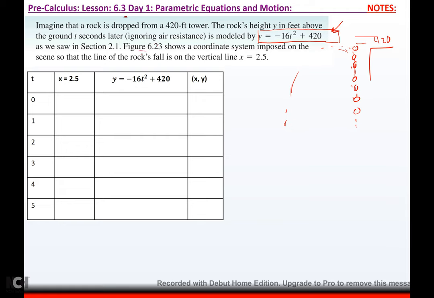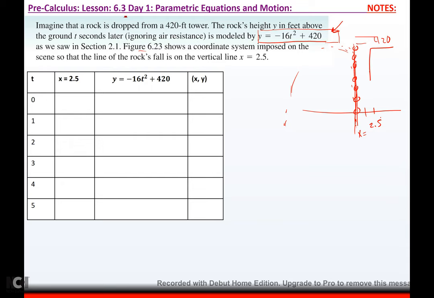I don't have the figure on here yet, I will in a second. It shows a coordinate system imposed on the scene so that the line of the rock's fall is on the vertical line x equals 2.5. So they set up some sort of axis here and said this point is 2.5, I don't know, feet or whatever away. And so the rock drops on this vertical line x equals 2.5.